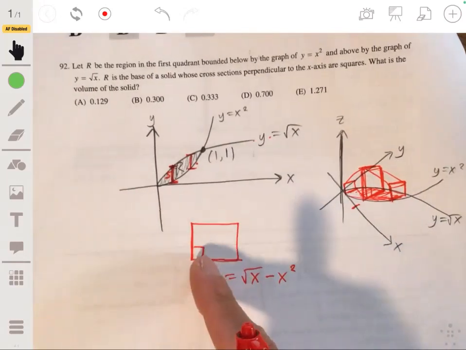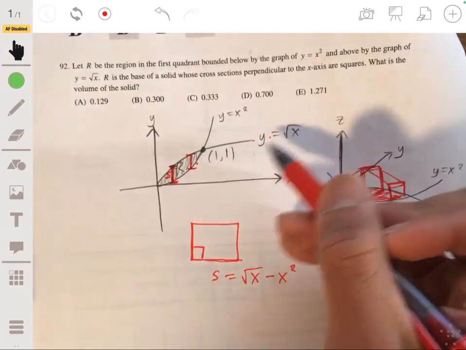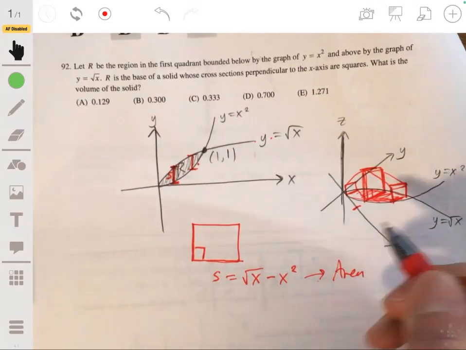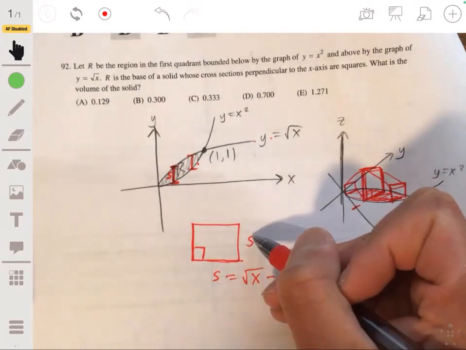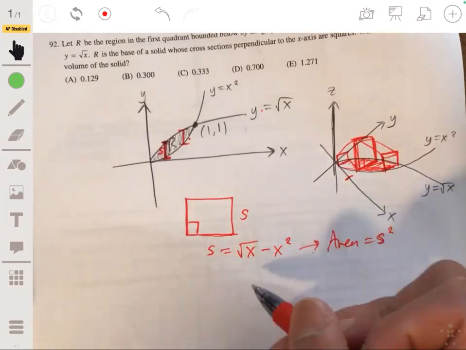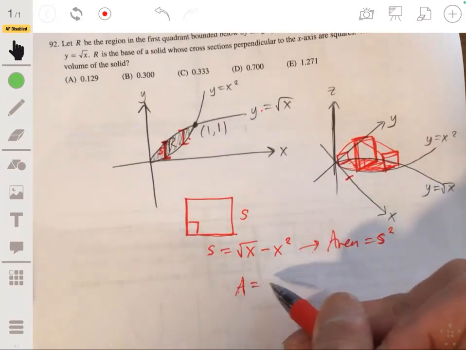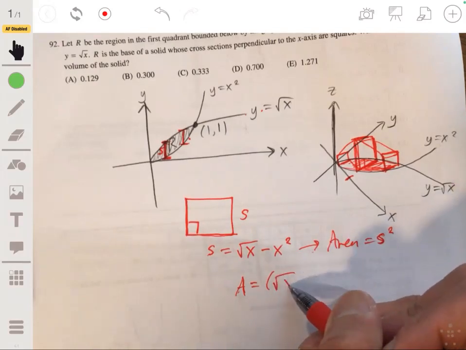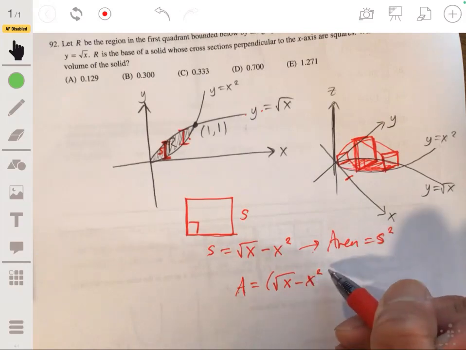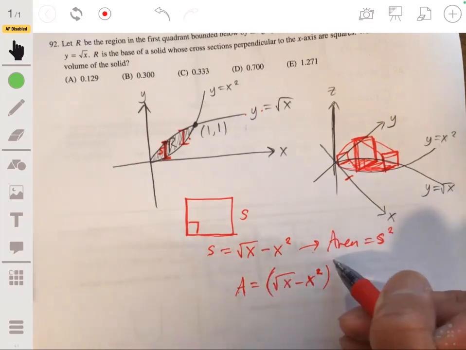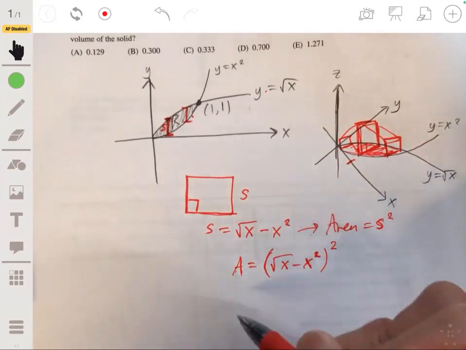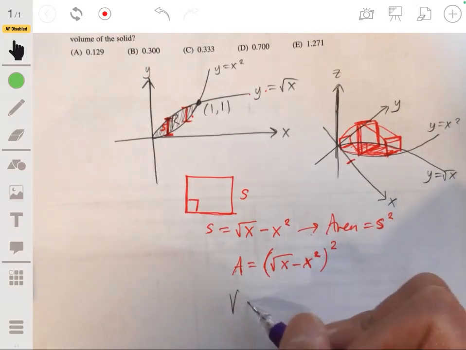Anyway, so each side length is going to be the square root of x minus x squared, but the area of a square, remember, is s times s, or s squared. So the area would be just this expression squared, square root of x minus x squared, all to the second power. And so to find the volume, we just integrate this expression from 0 to 1.